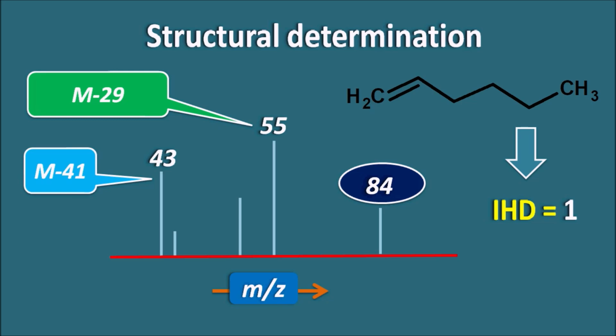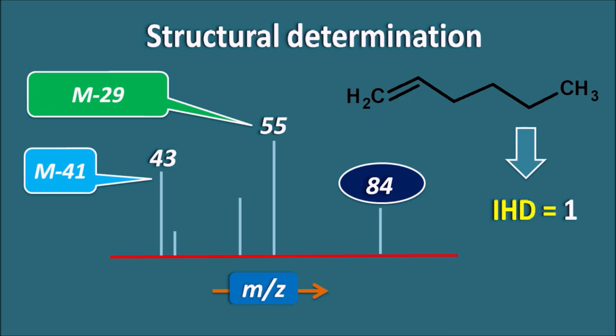The rule of 13 can be used to determine the molecular formula of an unknown compound, as well as to identify the index of hydrogen deficiency. By combining all these, we can assess the possible structures for each type of fragment ion. By combining all these data, we can assess the structure of the unknown compound. So that is the use of the rule of 13 in mass spectroscopy.